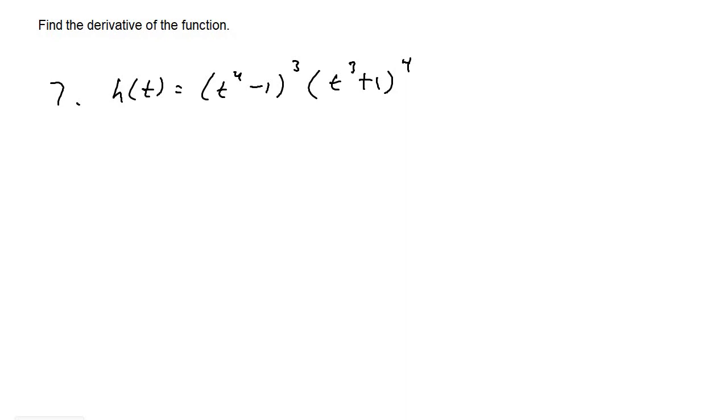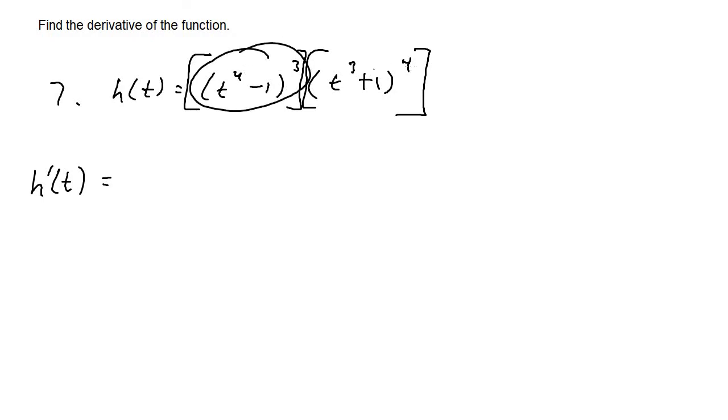So now for number 7, we have h of t equals t to the 4th minus 1 cubed times t cubed plus 1 to the 4th. Now realize we do have two separate functions being multiplied to each other, so we do have to use the product rule. So once again, with the product rule, for h prime of t when we derive, we're going to take the derivative of the first function times the second function unchanged.